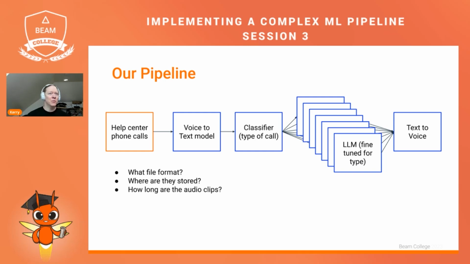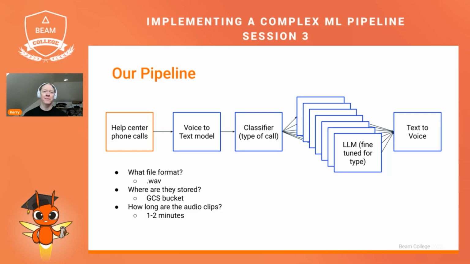So these are some questions that we'll need to ask for the different steps. For the input, what is the file format? Where are those files stored? And in this case, it's audio. We need to know how long the audio clips can be, because that could influence our choice of model. Luckily, we have answers. So for our pipeline here, the file format, we're going to be using WAV files. They're going to be stored in a Google Cloud Storage bucket, and we're looking at a length of 1 to 2 minutes per clip.